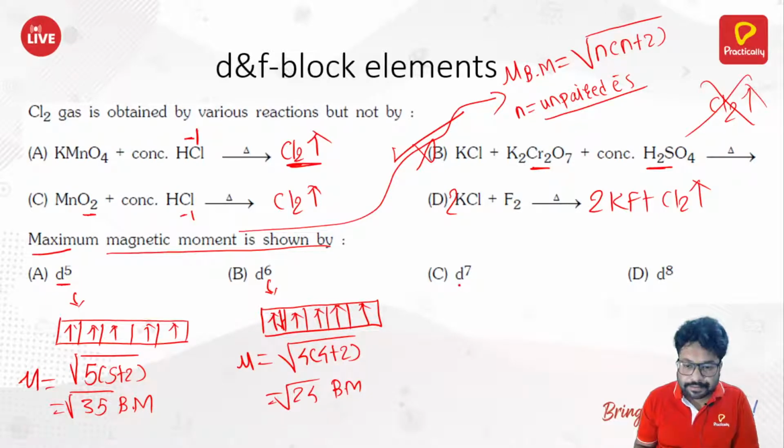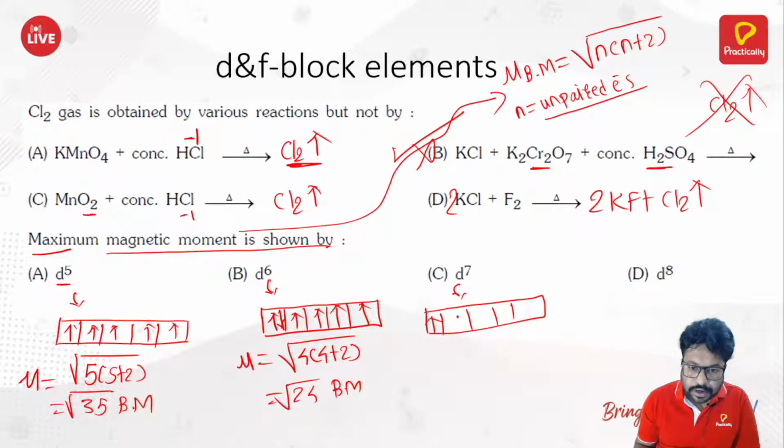Then you got a d7. How do you distribute d7? 1, 2, 3, 4, 5, 6, 7. How many unpaired electrons do you have? 3 only. So mu is equal to under root 3 into 3 plus 2. 3 plus 2, 5. 5 into 3, under root 15 BM.